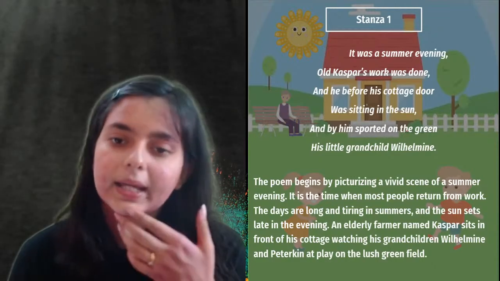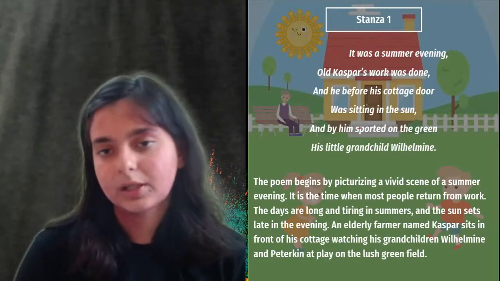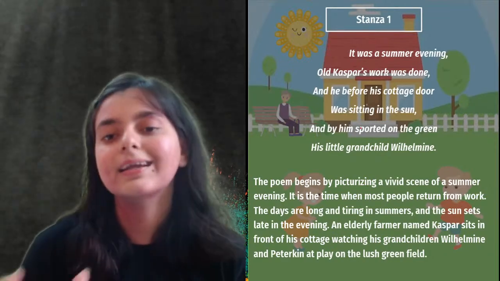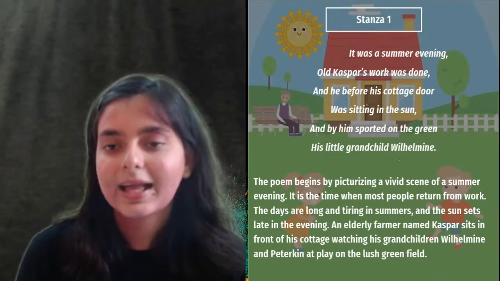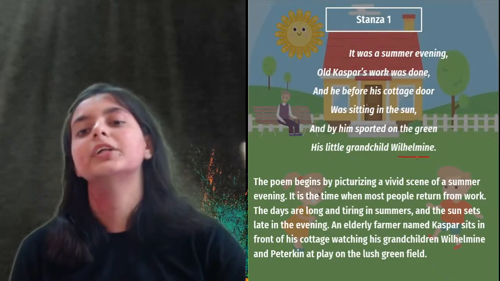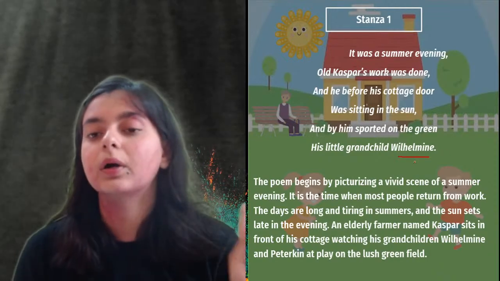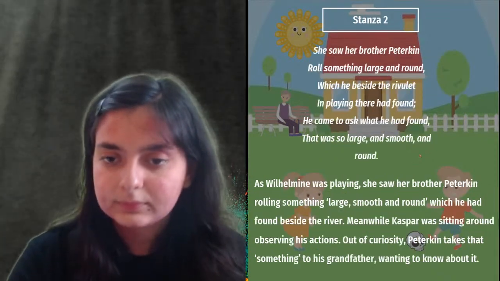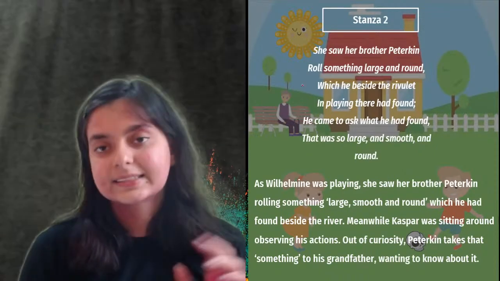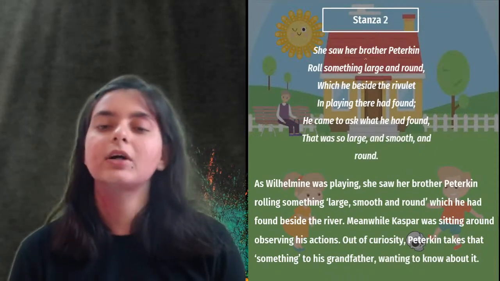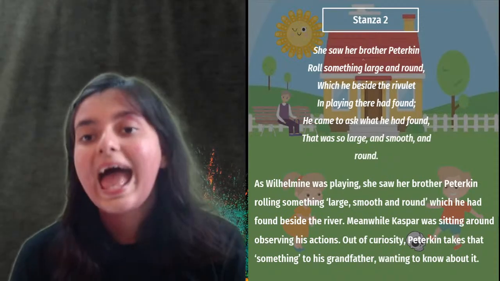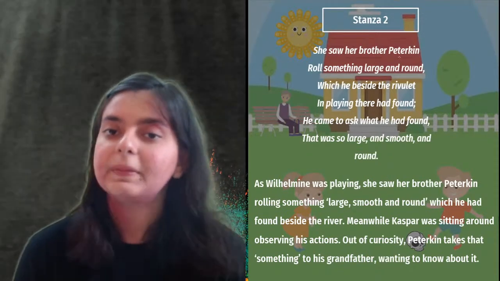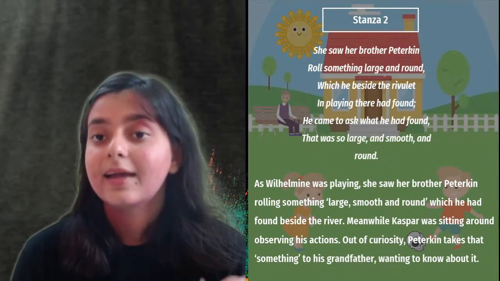in the sun, and he was watching his grandchildren playing on the green lush field. His little grandchild Wilhelmine. So one of his grandchildren was Wilhelmine, and the other was Peterkin. Next, she saw her brother. So Wilhelmine was the granddaughter, and Peterkin was the grandson. And she saw her brother Peterkin roll something large and round.